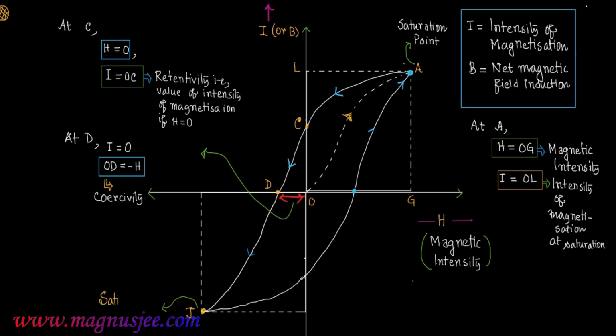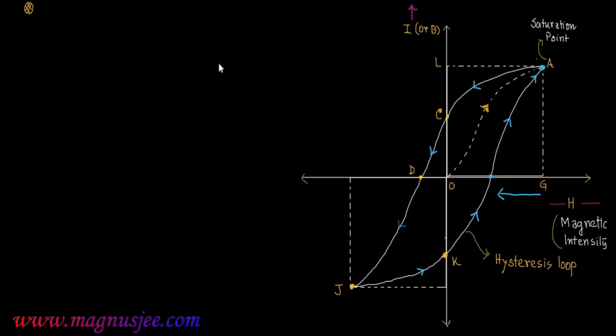If H is increased in the opposite direction, in that case the net magnetic flux density or intensity of magnetization will reach saturation again. Here the point J is called the saturation point when magnetic intensity is increased in the reverse direction. You can also denote the points K and L, and if H is increased, I will increase according to the loop or graph, and this is the hysteresis loop.